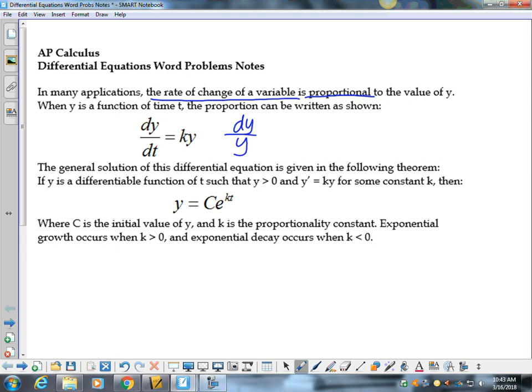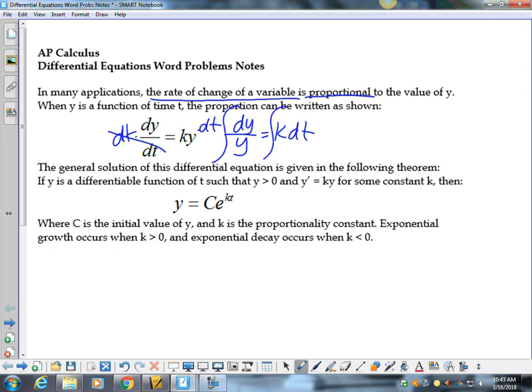Is it the k that's throwing you off? k is just a number. It's not a variable. So it'll be k dt because you multiply both sides by dt. k is a constant of proportionality. It is a number. It is a constant. We just don't know what it is. Now, do what to get rid of the dy and the dt? Integrate.